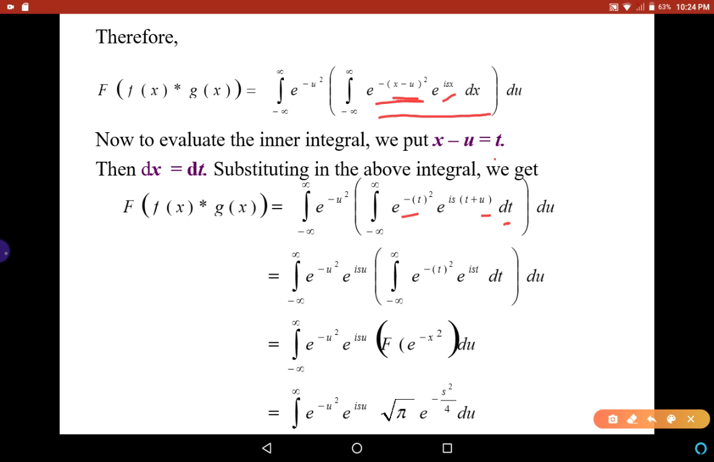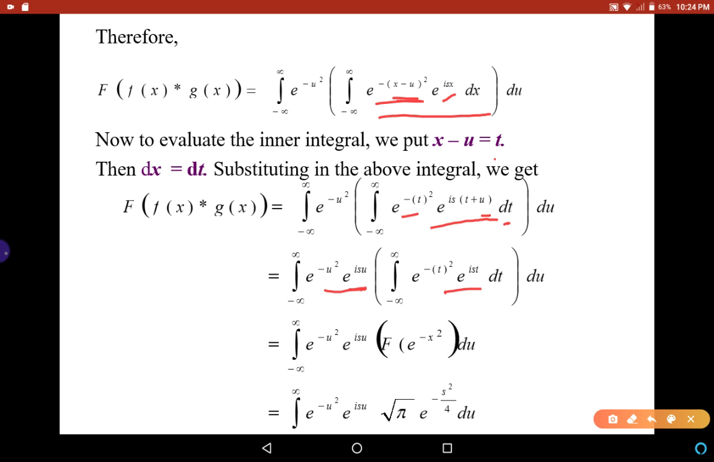integral minus infinity to infinity e power minus u square into this e power is into t plus u can be written as e power ist into e power isu, because the integration is with respect to t. We have taken outside this term e power isu. So we obtain integral minus infinity to infinity e power minus u square into e power isu into integral minus infinity to infinity e power minus t square into e power ist dt du.